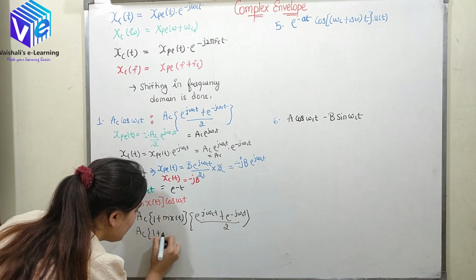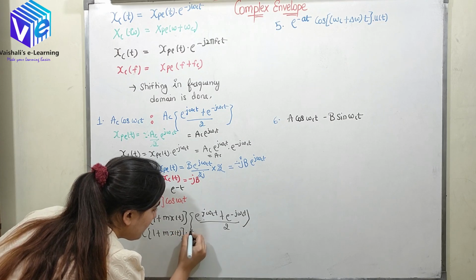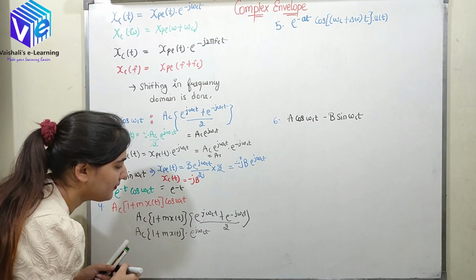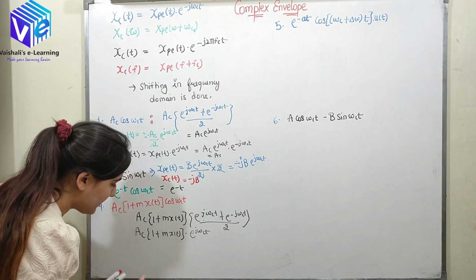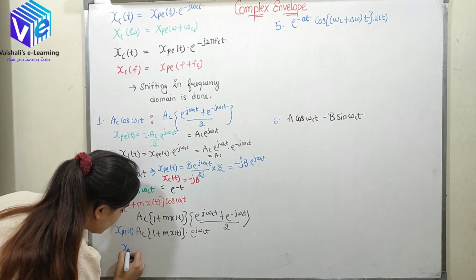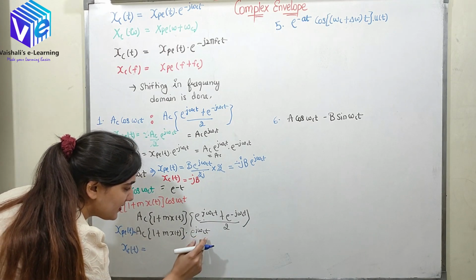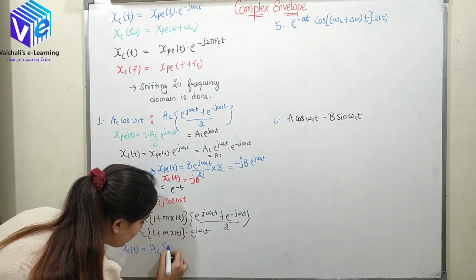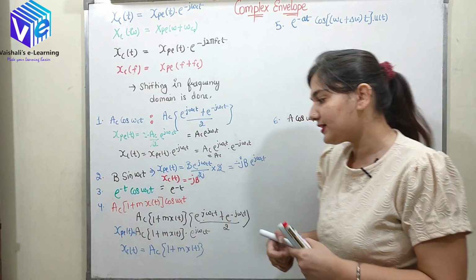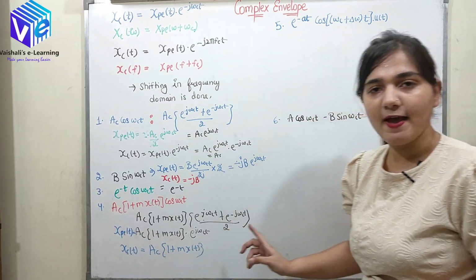So A_c[1 + m(t)] multiplied with e^{jω_c t}, the multiply by 2 and divide by 2 will get cancelled out. So now this is x_p(t). Now x_c(t) would be, I'll multiply it with e raised to power minus jω_c t. So I'll be left with A_c[1 + m(t)]. So this was my amplitude modulated signal. So the complex envelope of the amplitude modulated signal would be A_c[1 + m(t)].